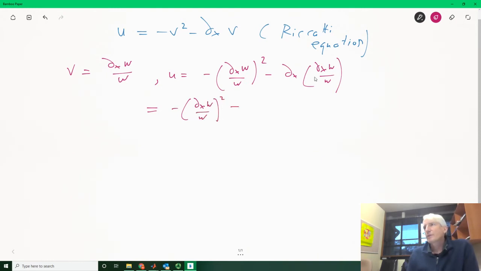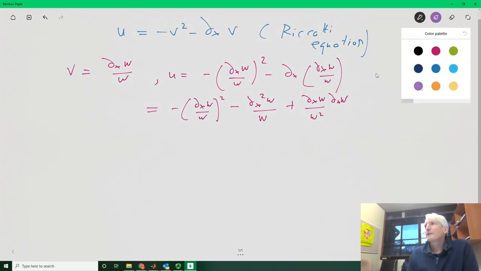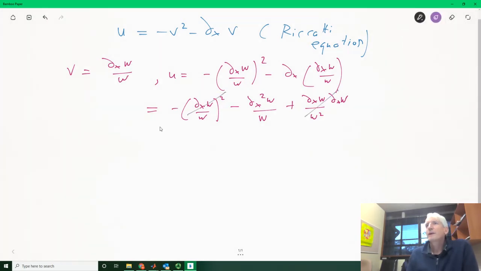So we differentiate the top. Plus, right, because it's minus, something divided by, and then it's dx w, the derivative of the bottom times the top. And of course there's the miracle, because, amazingly, that cancels with that. And we're left with u equals that. And we can rearrange that and get dx squared of w plus uw equals 0.